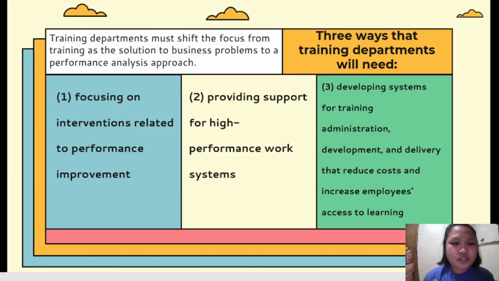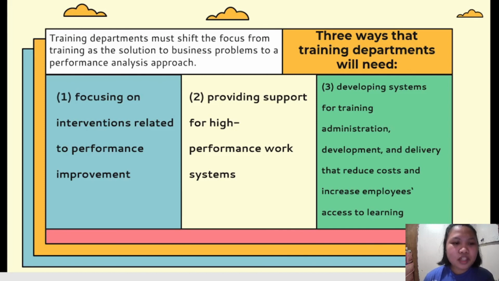Training departments must shift the focus from training as the solution to business problems to a performance analysis approach. A performance analysis approach involves identifying performance gaps or deficiencies and examining training as one possible solution for the business unit's customers. Training departments will need to continue instructing managers to consider all potential causes of poor performance before deciding that training is the solution. Poor employee performance may be due to poor management, inefficient technologies, or outdated technology rather than deficiencies in skill or knowledge.